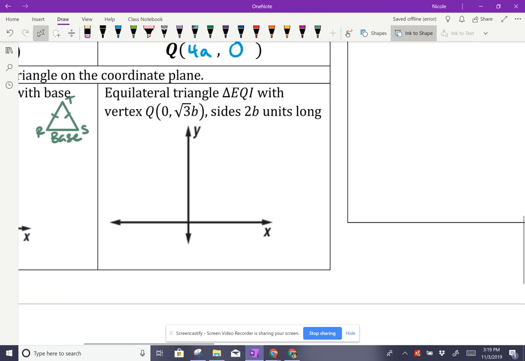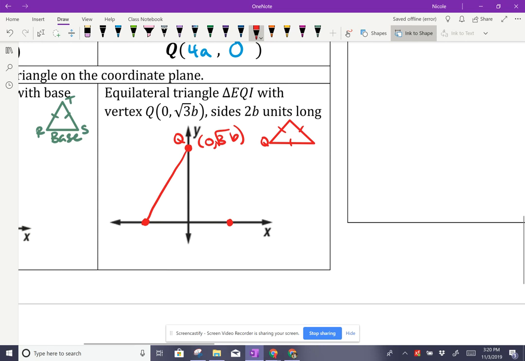And our last example of this type, we have an equilateral triangle. So remember, in our equilateral triangle, all three of our sides are going to be congruent to each other. So Q is going to be at the vertex of 0, square root of 3 b. Each of our sides are going to be 2b long. Okay, so I'm going to make some points here, kind of guesstimate, just make it look super even. So this is Q at 0, root 3 b.